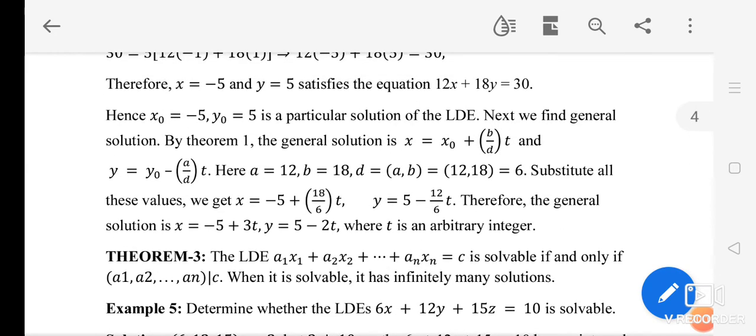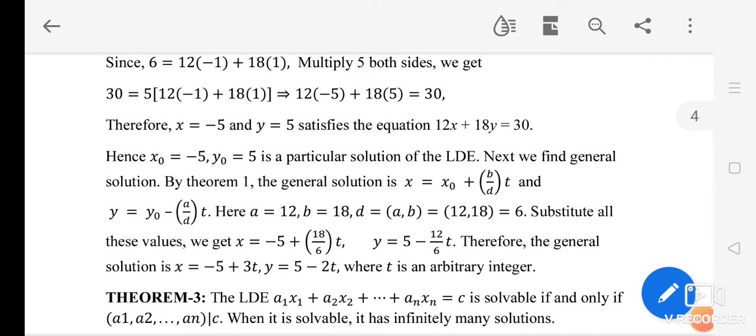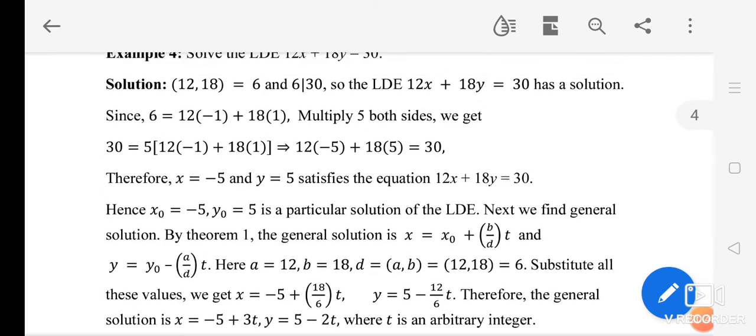So, find what are the values of a and b. a is the coefficient of x, which is 12, b is the coefficient of y, which is 18, and d is the GCD of a and b, which is equal to 6. Substitute the a, b, d values and x naught, y naught values in the formula. So we get x equal to minus 5 plus 3t, y equal to 5 minus 2t, where t is an arbitrary integer. This is the general solution of the LDE.